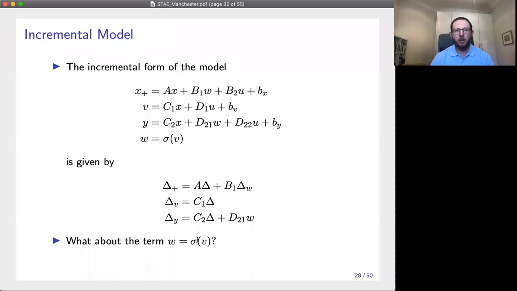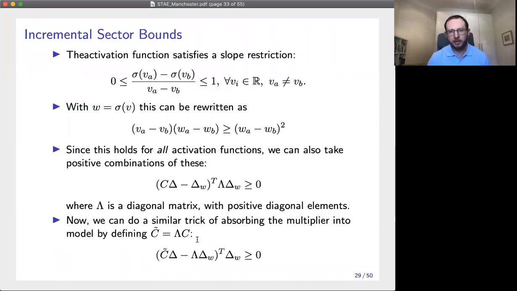Well, here again, we make use of some quite classical ideas in control, basically that the activation functions satisfy these slope restrictions. Basically, the slope of the function is always between 0 and 1. And we can do a little bit of rearranging to put it in a more convenient form. We can rewrite this inequality like so. This is an inequality that holds for just a single scalar activation function. But generally, we've got a whole stack of these operating on different signal channels. And if this inequality holds for each of them individually, then we can also take non-negative combinations of these inequalities for the different signals, and that will also hold, because a non-negative combination of valid inequalities is also valid.